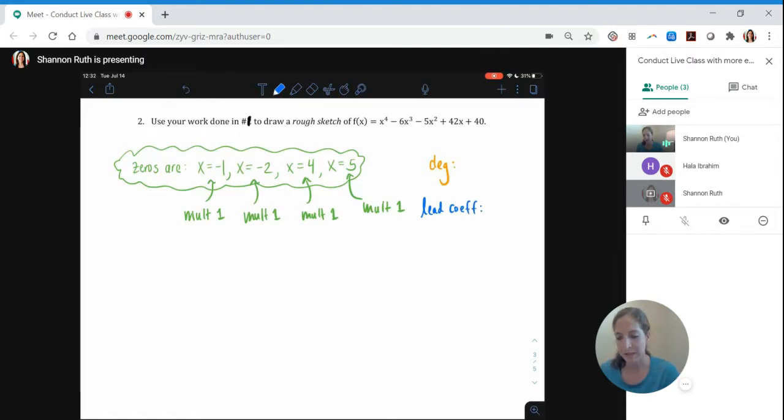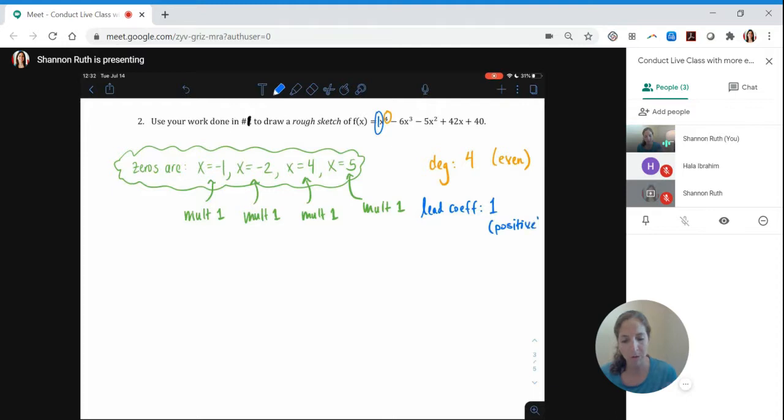So the degree is the highest power, which you can tell here was 4. We've talked about that a couple times. And we care mostly about, is it even or odd? So 4 should be even. The leading coefficient is just 1 in this case. And we just really care about, is that value positive or negative? So 1 would be positive.